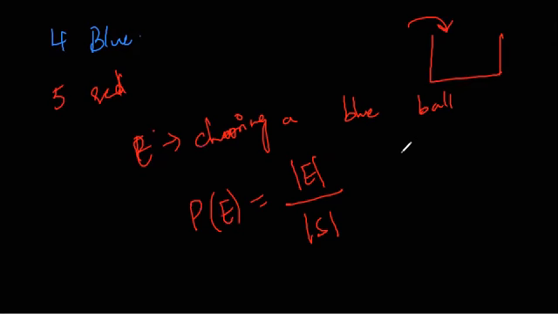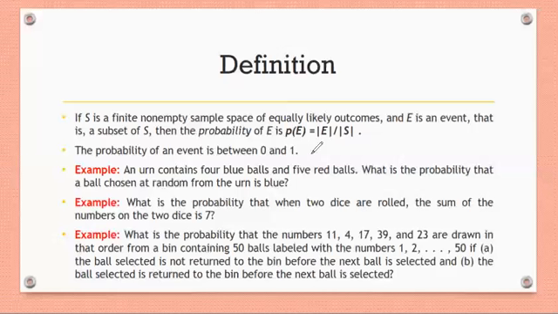So what is the total number of balls we have? The total number of balls is 4 plus 5. We have to add the balls. Why are we adding the balls? Because the total number of balls in the bag from which we are choosing is blue balls plus red balls, so it will be 9. The number of blue balls is simply 4, so it will be 4 by 9. So the probability of choosing a blue ball when choosing randomly is 4 by 9. This is the solution.